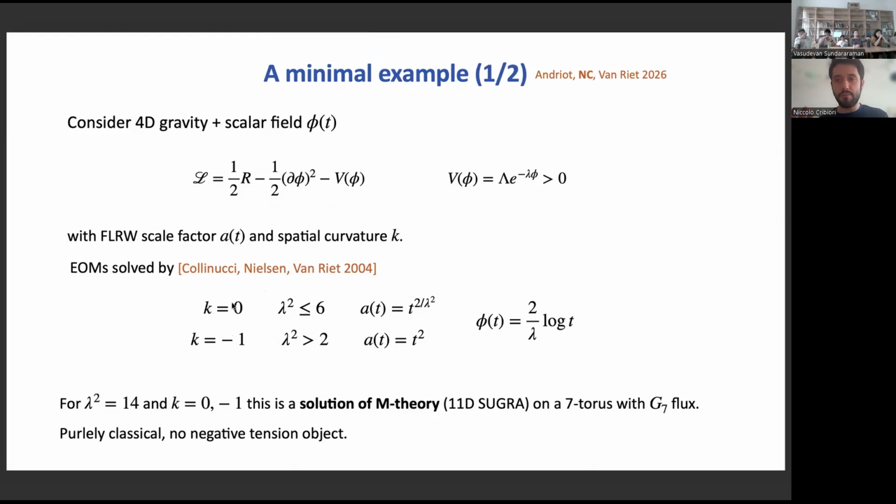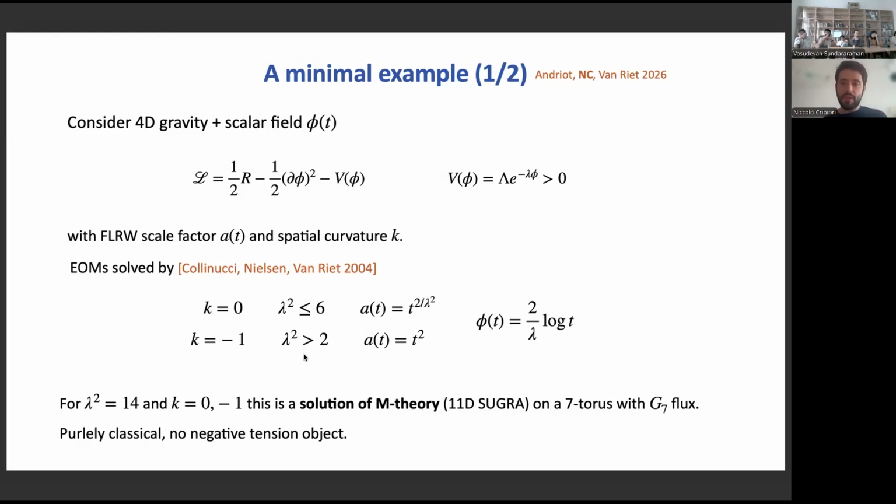So this is a 4D model for the moment. And there are two branches of solutions. One for k equals 0, which means flat three-dimensional space, and k equals -1, which is hyperbolic. And then there are values of your parameter lambda here, and the scale factor behaves a bit differently, but your scalar field solution is always of the same form, logarithmic in time. At the 4D level, you can have any value of lambda satisfying this bound.